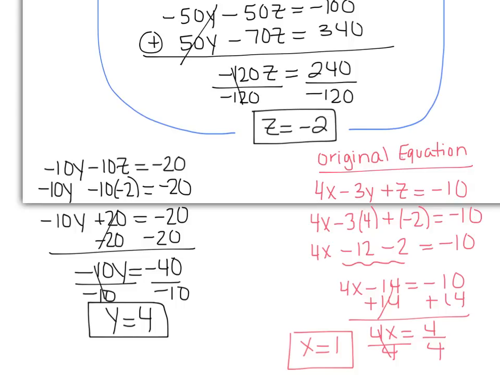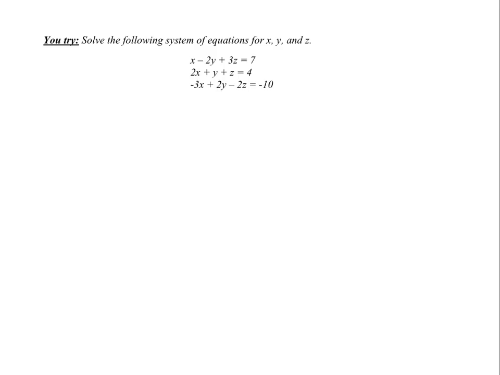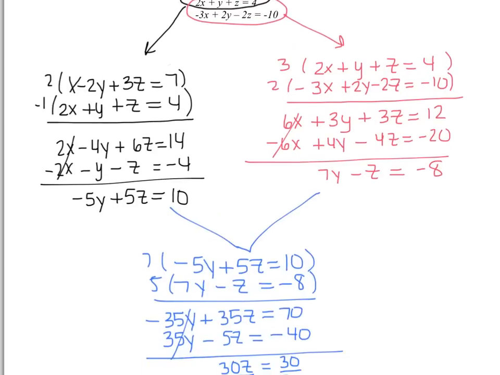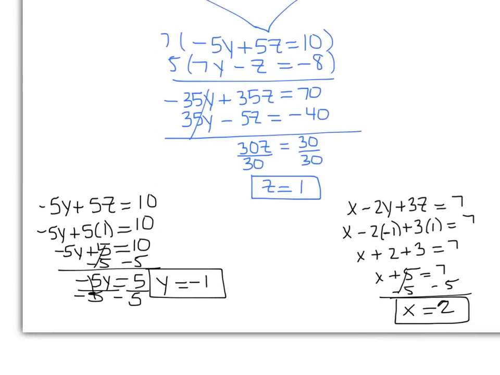Alright, let's try one on your own. Okay, so I want you to do this one entirely on your own. See if you can model the steps that we did in the first equation, and then hit resume, and the entire answer will be shown. Okay, this should be your answer. So I'll go scroll down to the end so you can see. So your x value should be 2, y value negative 1, and z value 1.